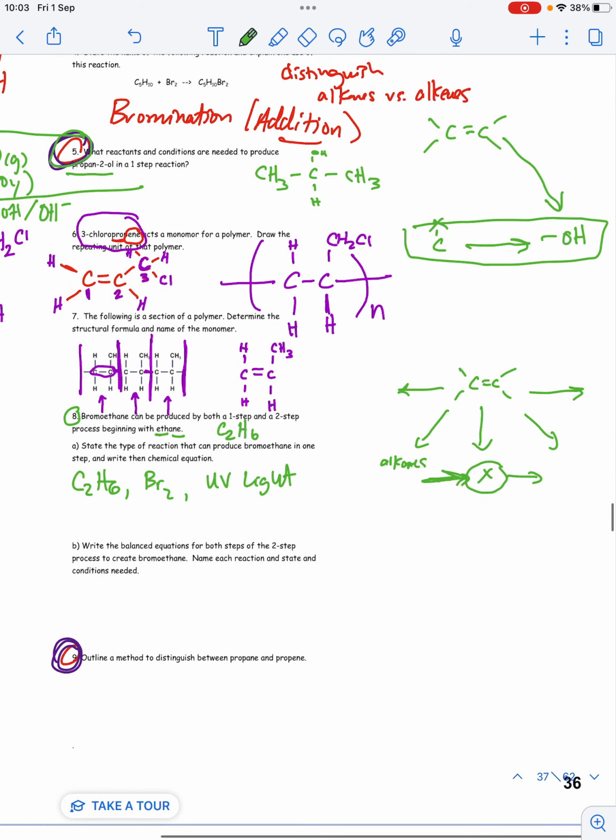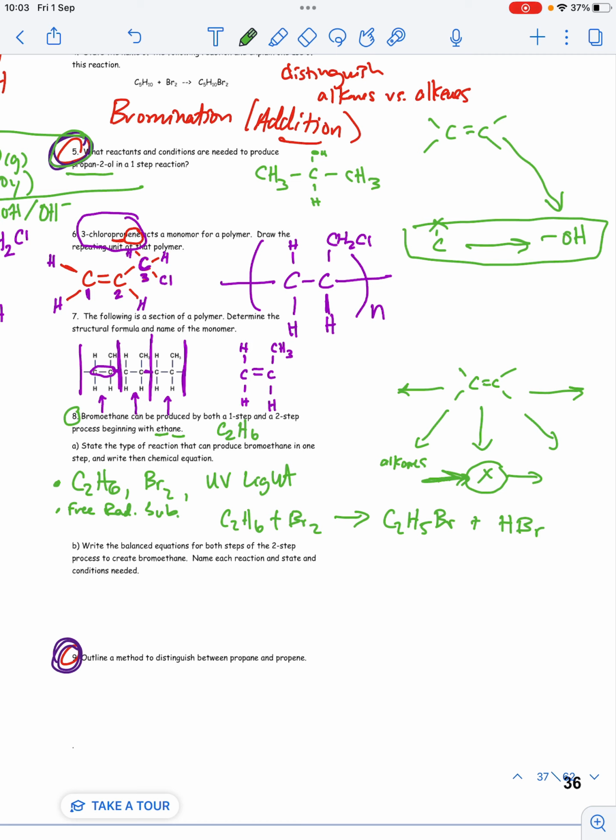Did they ask for that? No, they didn't really ask for that. Sorry, I'm not answering the question. The type of reaction is free radical substitution. And write the chemical equation. So C2H6 plus Br2, and we substitute a hydrogen out, so it goes down to 5, and we make HBr as the other product. Write the balanced equation for both steps of the two-step process to create bromoethane.